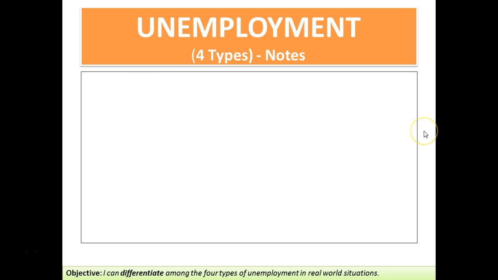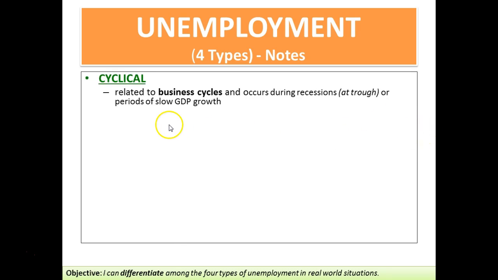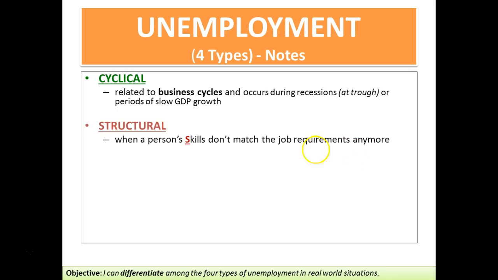So 4 types of unemployment. The cyclical, this is related to business cycles. It occurs during recession, so when the economy is not doing well and a business is not doing well, they're going to lay people off. Structural is when a person's skills don't match up to the job requirements anymore, so think of structural skills SS.